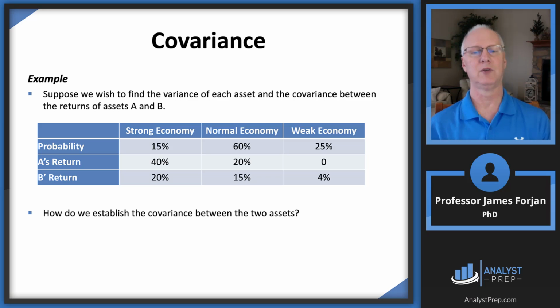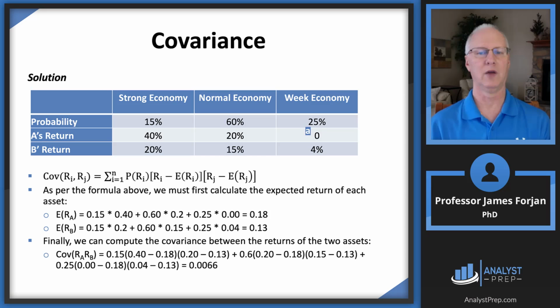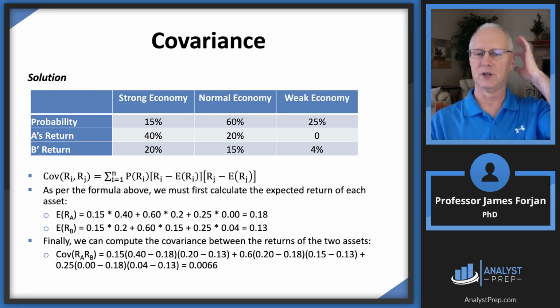So how do we establish the covariance between the two assets? Well, the first thing that we're going to have to do is compute the mean, the first moment of the distribution. We'll call that the expected return of each asset. So we'll just take 15% times the 40 and the 20, then 60% times the 20 and the 15, and then 25% times the 0 and the 4. And that gets us an expected return on asset A of 18% and an expected return on asset B of 13%. Now, you should have been able to follow along with that pretty quickly just based on stuff that we've done before. But in this next calculation, you might want to pause the video here.